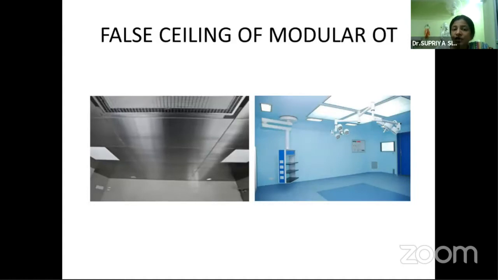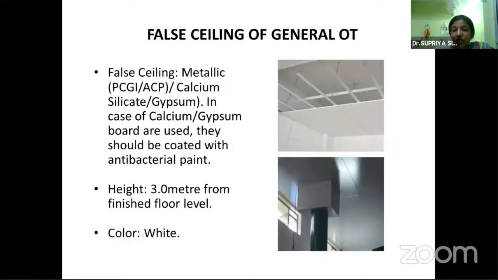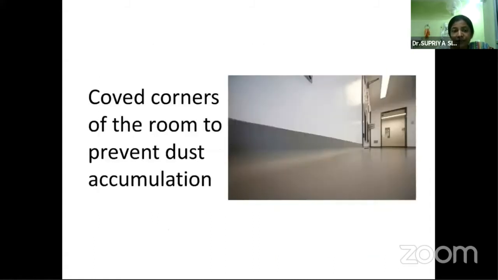In modular OTs, false ceiling can be made up of stainless steel or FRP panels backed with calcium silicate or gypsum. But if budget is an issue, then instead of that, plain calcium boards or gypsum boards can be used, and these should be coated with antibacterial paint. The height of the false ceiling should be at least 3 meters from finished floor level, and the color of false ceiling should preferably be white.